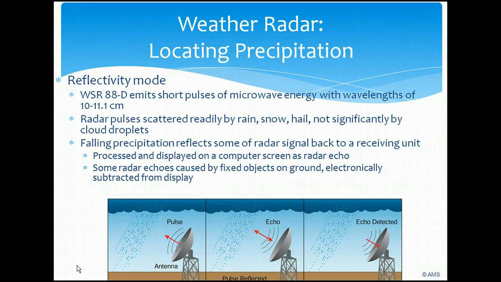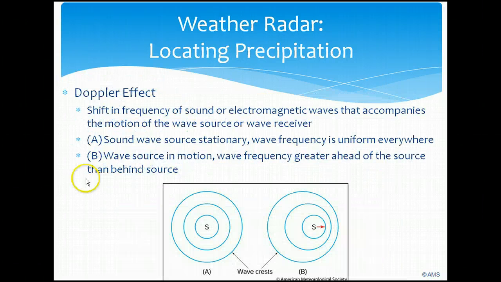Falling precipitation particles reflect some of the radar signal back to the receiving unit, where it is electronically processed and displayed on a computer screen as something known as a radar echo. Today's radar works in both velocity and reflective modes. In the velocity mode, the radar system utilizes the Doppler effect to determine horizontal air motions within a weather system based upon the detected motions of the precipitation particles assumed to be the tracers of the wind.